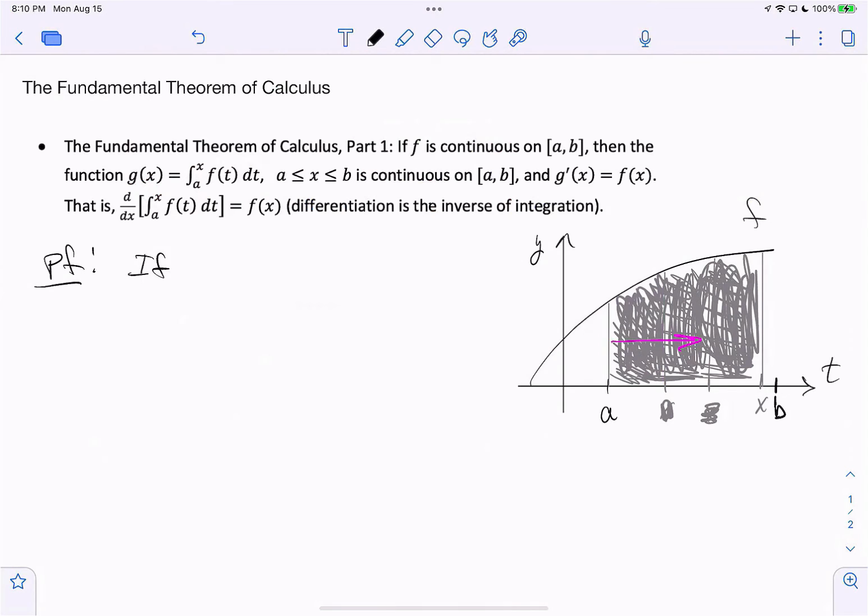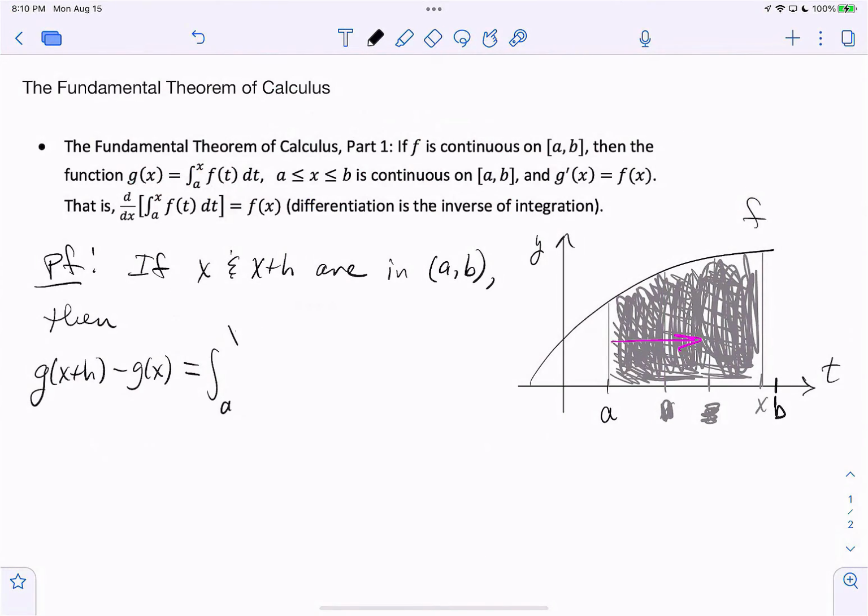We're going to pick a couple of numbers, x and x plus h, that are in the open interval from a to b. Then we're able to say that g of x plus h minus g of x is equal to, since g of x is the integral with the upper limit of x, that's the input variable, when I'm looking at g of x plus h, I have the integral from a to x plus h of f of t dt, and then minus g of x, which is simply the integral from a to x of f of t dt.